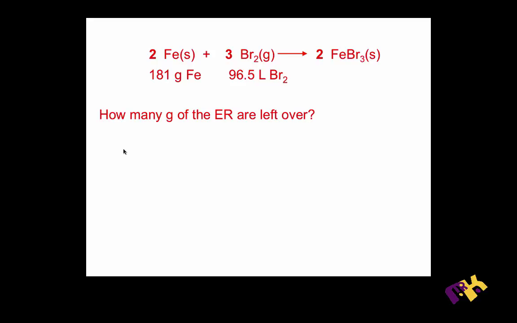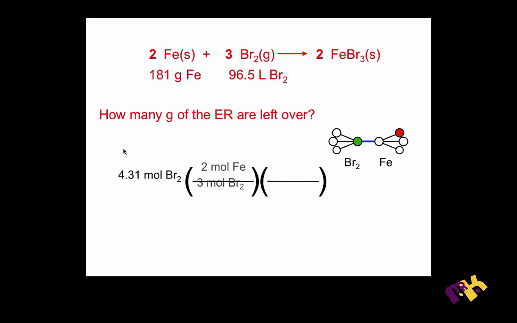All right, so we're going to go into grams of the excess reactant being left over. So that's going to be bromine to solid iron in grams. We're using 4.31 moles of bromine gas. The ratio to convert it into moles of iron is 3 moles of bromine to 2 moles of iron. And now that we're in moles of iron, we can convert from moles into grams of it using its molar mass, so 55.8.